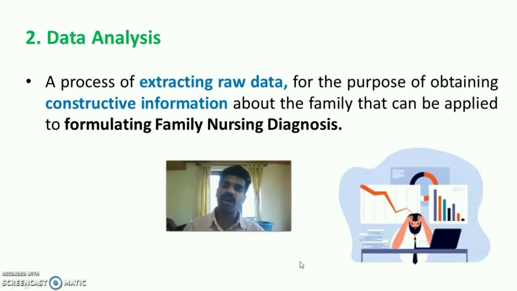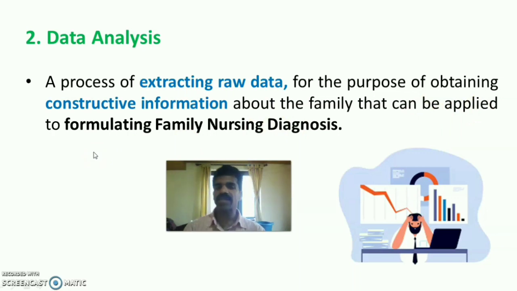The second step of family assessment is data analysis. Whatever data we have collected, the information we have collected from the family members, is called raw data. Again, it has to be analyzed and gone through in detail to make specific information. So data analysis is a process of extracting the raw data for the purpose of obtaining constructive, specific information about the family members that can be applied for formulating various family nursing diagnoses.